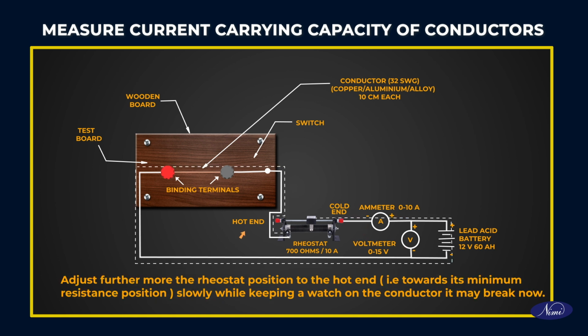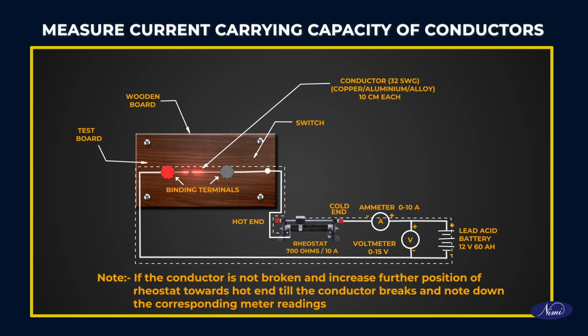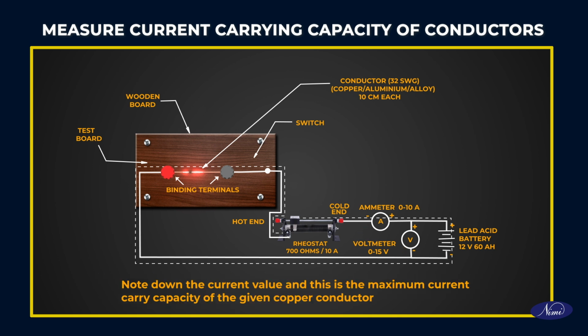Adjust the rheostat position further to the hot end, that is, towards its minimum resistance position slowly while keeping a watch on the conductor. It may break now. If the conductor is not broken, then increase further the position of rheostat towards the hot end slowly till the conductor breaks and note down the corresponding meter readings. Note down the current value and this is the maximum current carrying capacity of the given copper conductor.